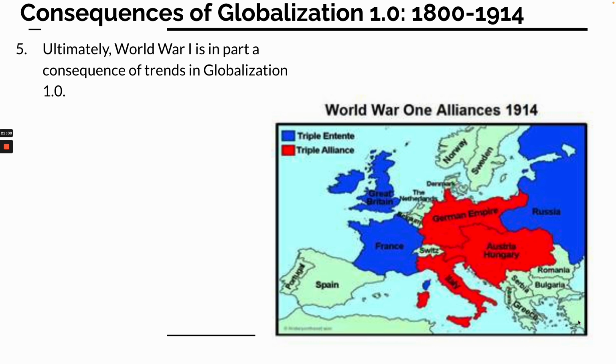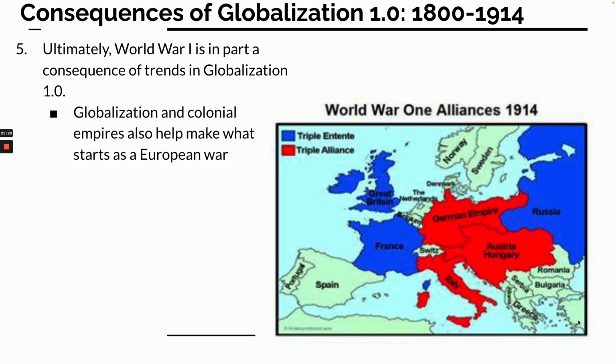Right, our fifth consequence here is World War I. Now, World War I, I'm not boiling all of this down to imperial competition. Marxists would. Marx, Lenin, they would have said exactly this is what this is about. But Globalization 1.0 is part of this. And they also helped to make something that started as a small war between Austria and Serbia a world war because of all of these connections, especially in terms of colonies overseas.